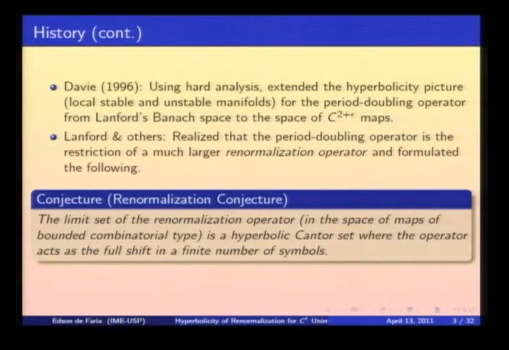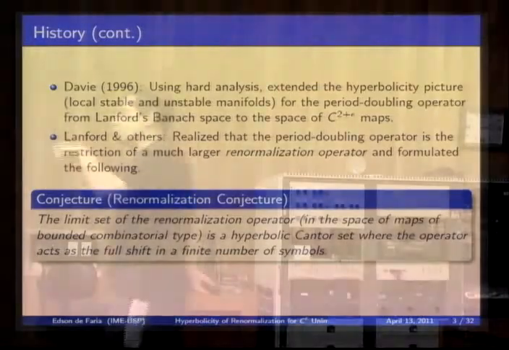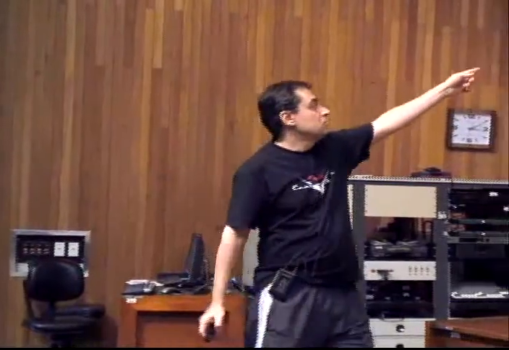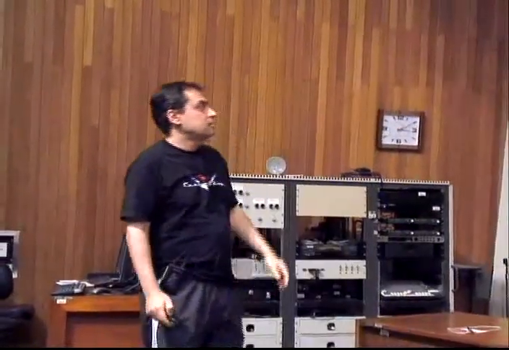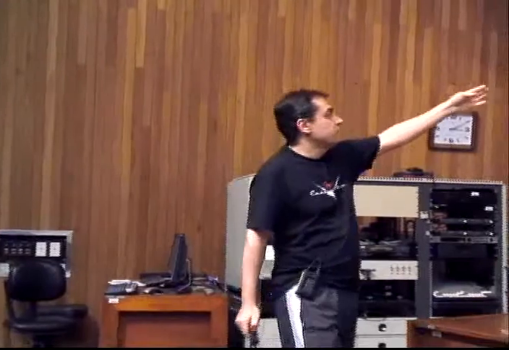I'll explain what that means later. So it says that there is this operator called the renormalization operator, and this operator in this space of unimodal maps of bounded combinatorial type, I'll explain what that means in a while, behaves just like a horseshoe, an infinite dimensional horseshoe. It's a hyperbolic Cantor set, the limit set, where the operator acts as a full shift on finitely many symbols.